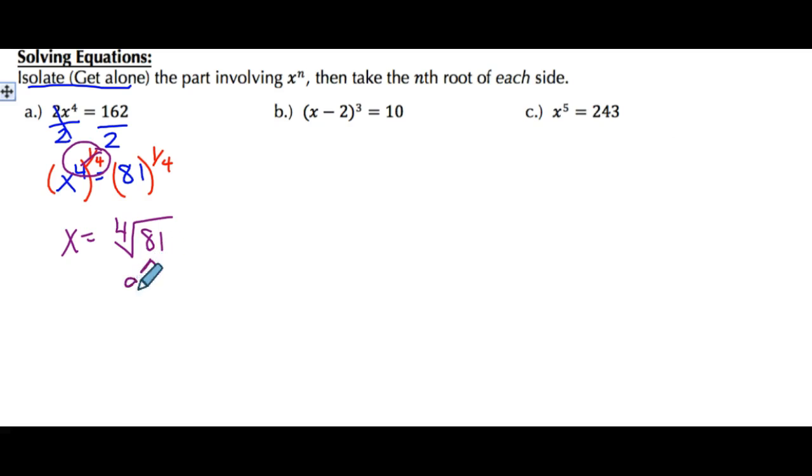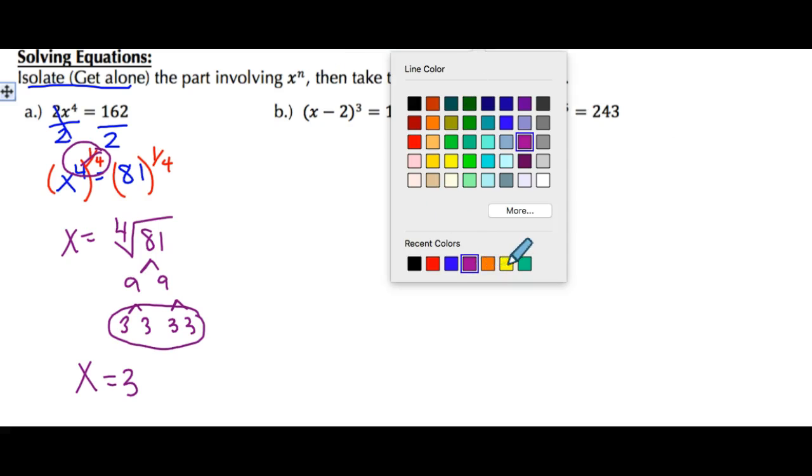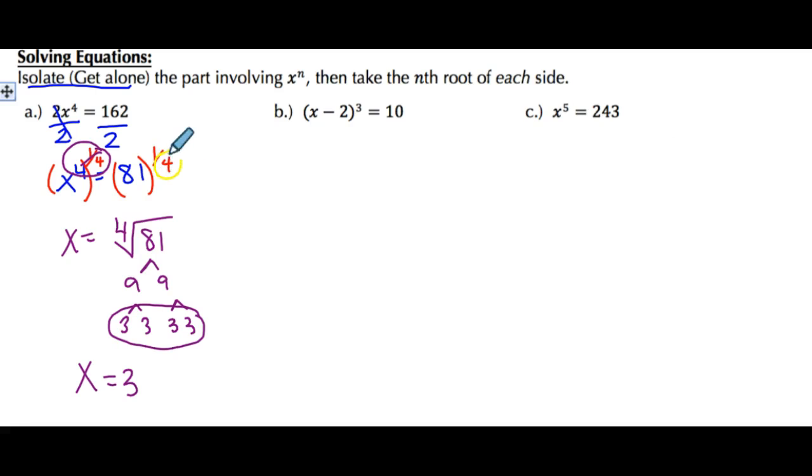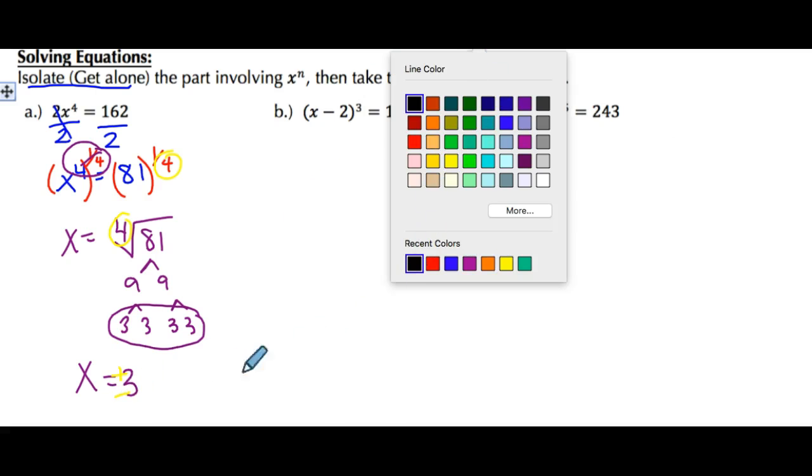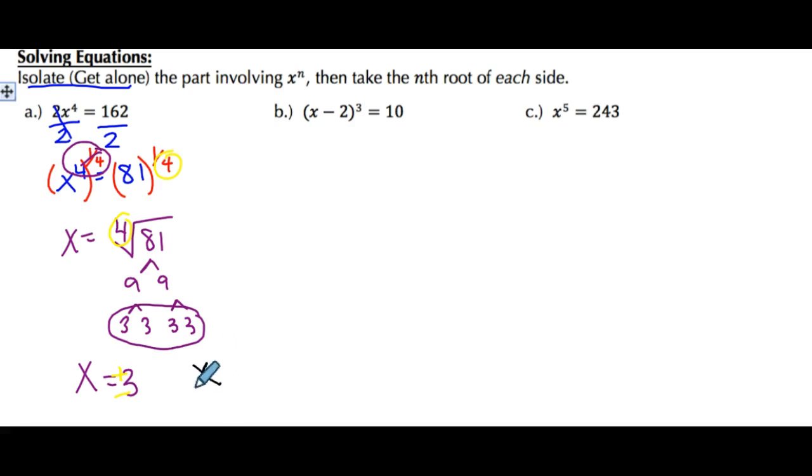So if I break down 81, we know it breaks down into 9 and 9. Breaking down each 9 into 3 and 3 shows me that I have a group of four 3's here. So the fourth root of 81 is 3. Now let's think back to what we have done earlier. Because this 4 here is even, I'm taking an even root, I need to put the plus or minus. So my final answer to problem A is that x is equal to plus or minus 3.